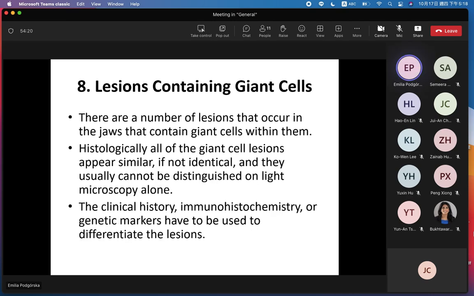We have also lesions containing giant cells. There are a number of lesions that occur in the jaws that contain giant cells within them. Histologically, all of the giant cell lesions appear similar, if not identical, and they usually cannot be distinguished on light microscopy alone. The clinical history, immunochemistry, or genetic markers have to be used to differentiate the lesions.